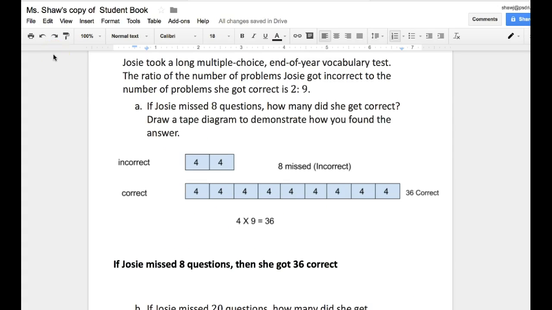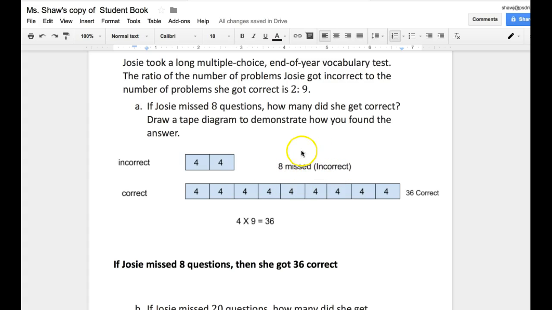Okay, so hopefully this is how you did it. I went ahead and made two tape diagrams based on the ratio of the number of problems she got incorrect to the number she got correct. So incorrect was 2. Sorry, correct? Yeah, incorrect was 2 and correct was 9. So when I made my 9 boxes, I then put that if she had 8 questions that she missed, if she missed them, it means that was incorrect.